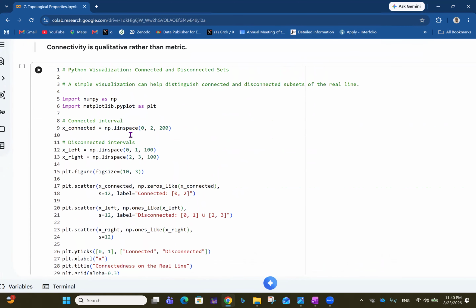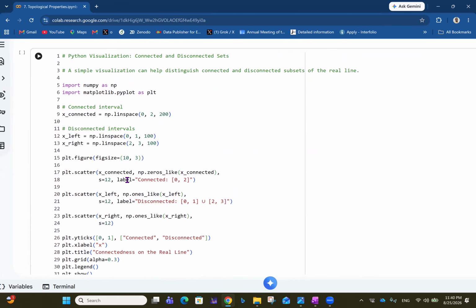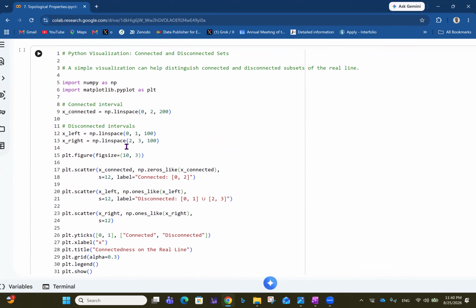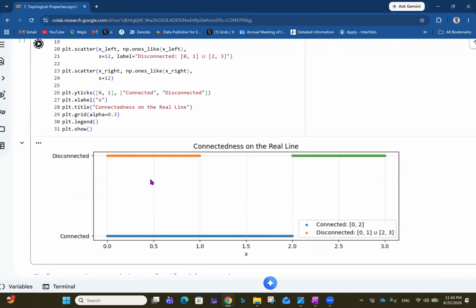To demonstrate that the example [0, 1] union [2, 3] is disconnected, we can use this Python code you see here. If you run it, we see that the line 0 to 2 is connected, whereas [0, 1] and [2, 3] are disconnected because there are no overlaps. There's a gap between 1 and 2. So we say [0, 1] union [2, 3] is disconnected, while [0, 2] is connected.